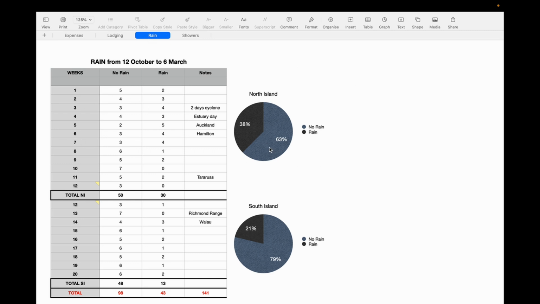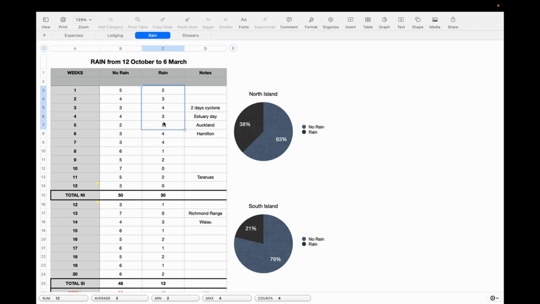So if you look here on the North Island, we had 63% of the days, 50 days out of 80, were rain-free, but we had 30 days of rain, which is a pretty significant amount. And if you look, the bulk of the rain was in the first half of the North Island, which is a wetter part of the country.